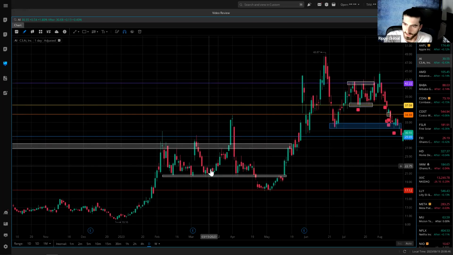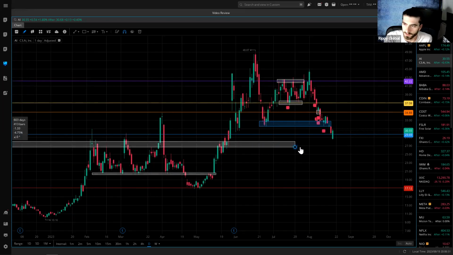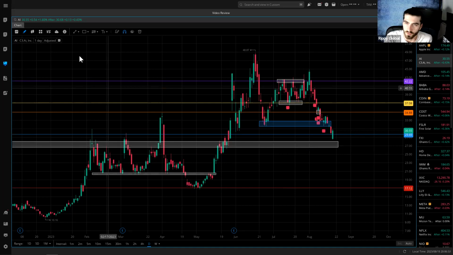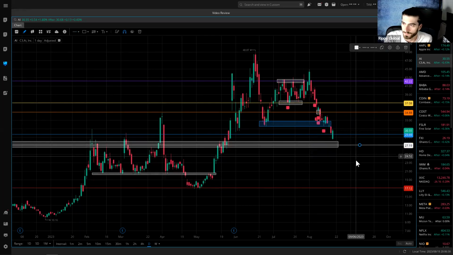Try to break above and hold, failed. Try to break above and failed. If we hold this level on a pullback, that would be a very nice support to load, and that's roughly around $27 a share or so.